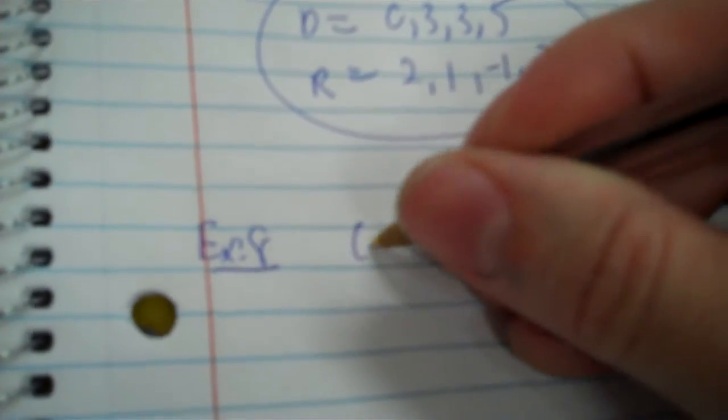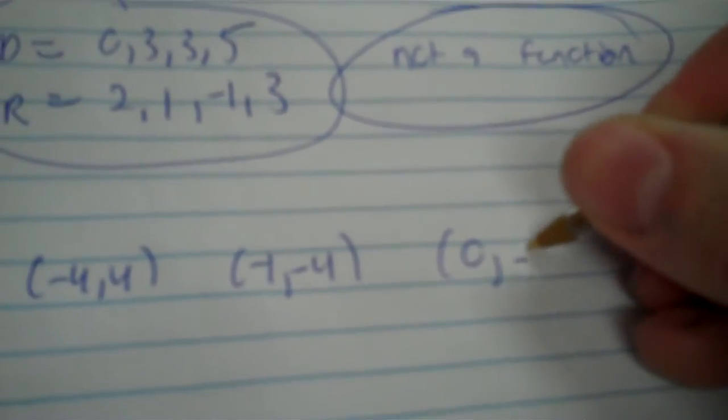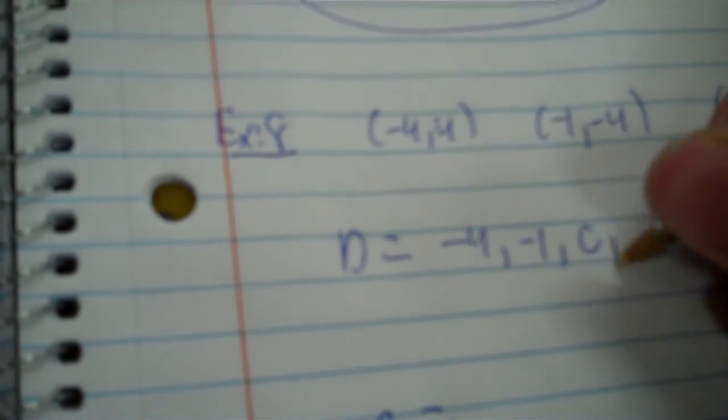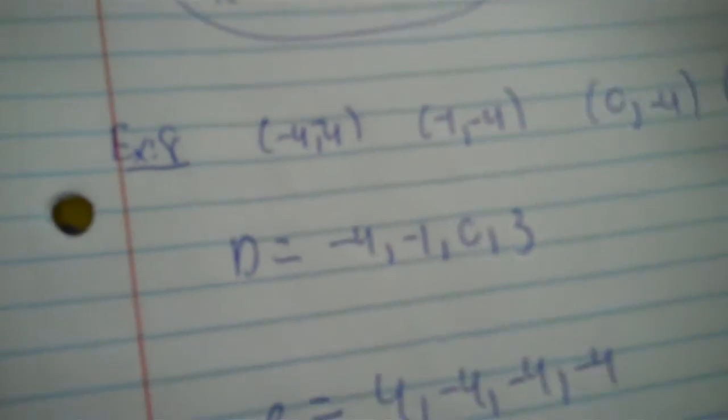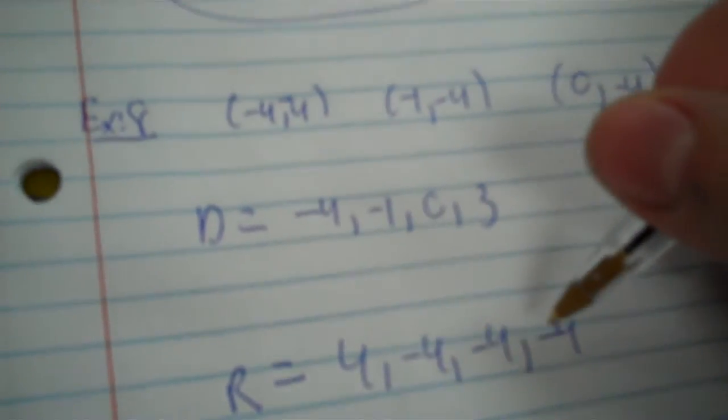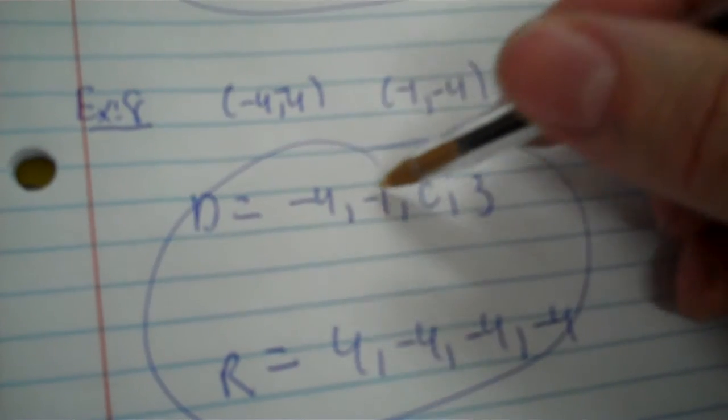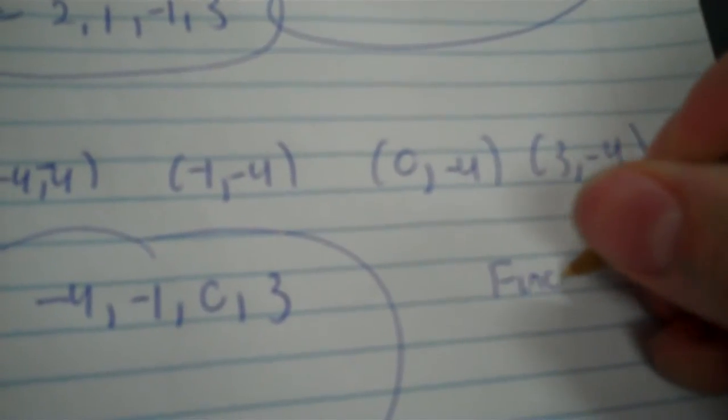Okay, example 8. Same thing. -4 with 4, -1 with -4, 0 with -4, 3 with -4. So the domain and the range. Domain: -4, -1, 0, 3. Range: 4, -4, -4, -4. Actually, they're all -4s. You don't have repeats in the domain. You do in the range, but that doesn't matter. As long as you don't have any repeats in the domain, it's a function.